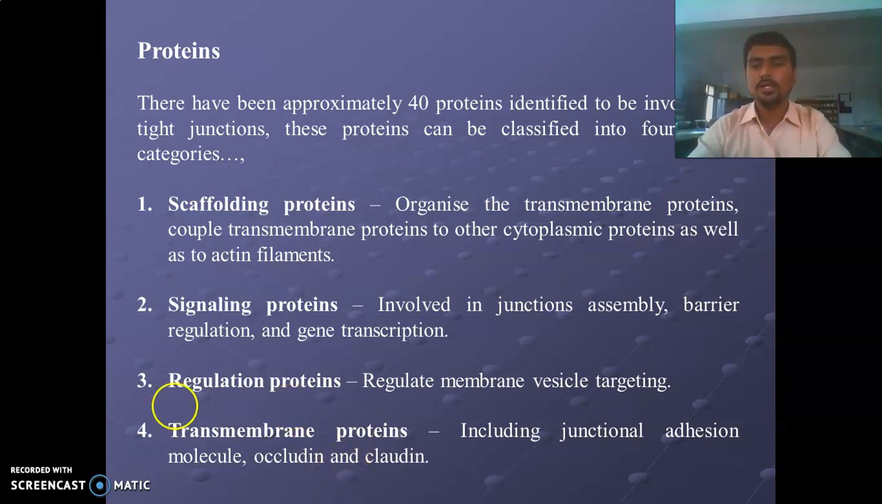These are as follows. First one is the scaffolding proteins. This type of protein organizes the transmembrane proteins and couples them to other cytoplasmic proteins as well as the actin filament. Second one is the signaling proteins. They are involved in junctional assembly, barrier regulation and gene transcription. Third one is the regulation proteins. These proteins regulate membrane vesicle targeting. And last one is the transmembrane proteins, which include junctional adhesion molecules, occludin and claudin.